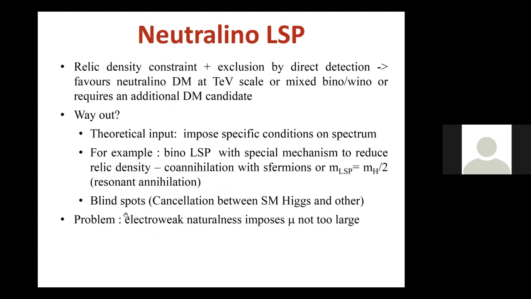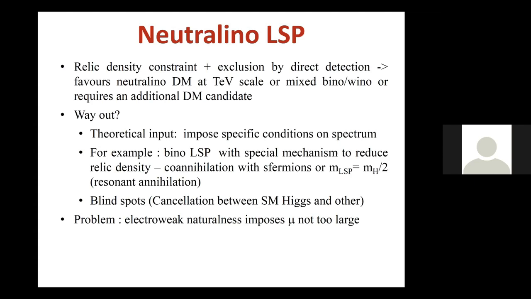So the bottom line of this message is that if you put the relic density and the direct detection constraints together, basically you favor a neutralino at the TeV scale or a mixed Bino-Wino, or you can also accept the fact that the neutralino would be underabundant and you require an additional dark matter candidate to explain dark matter. I don't like this hypothesis too much, but it means that the neutralino can still be viable. So is this completely general? Are there ways out of these arguments? There are.